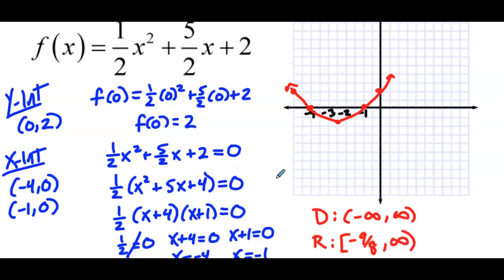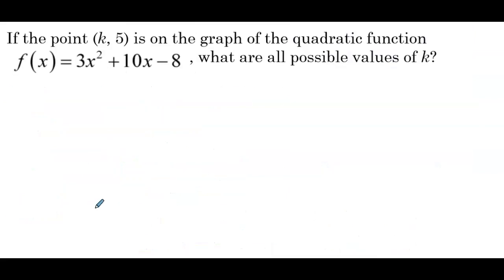Okay, so these problems, we had to factor. That was really the extra step. And we could also use x equals negative b over 2a to find that axis of symmetry. Now one more example. If the point k comma 5 is on the graph of a quadratic function, f of x equals 3x squared plus 10x minus 8, what are all possible values of k?